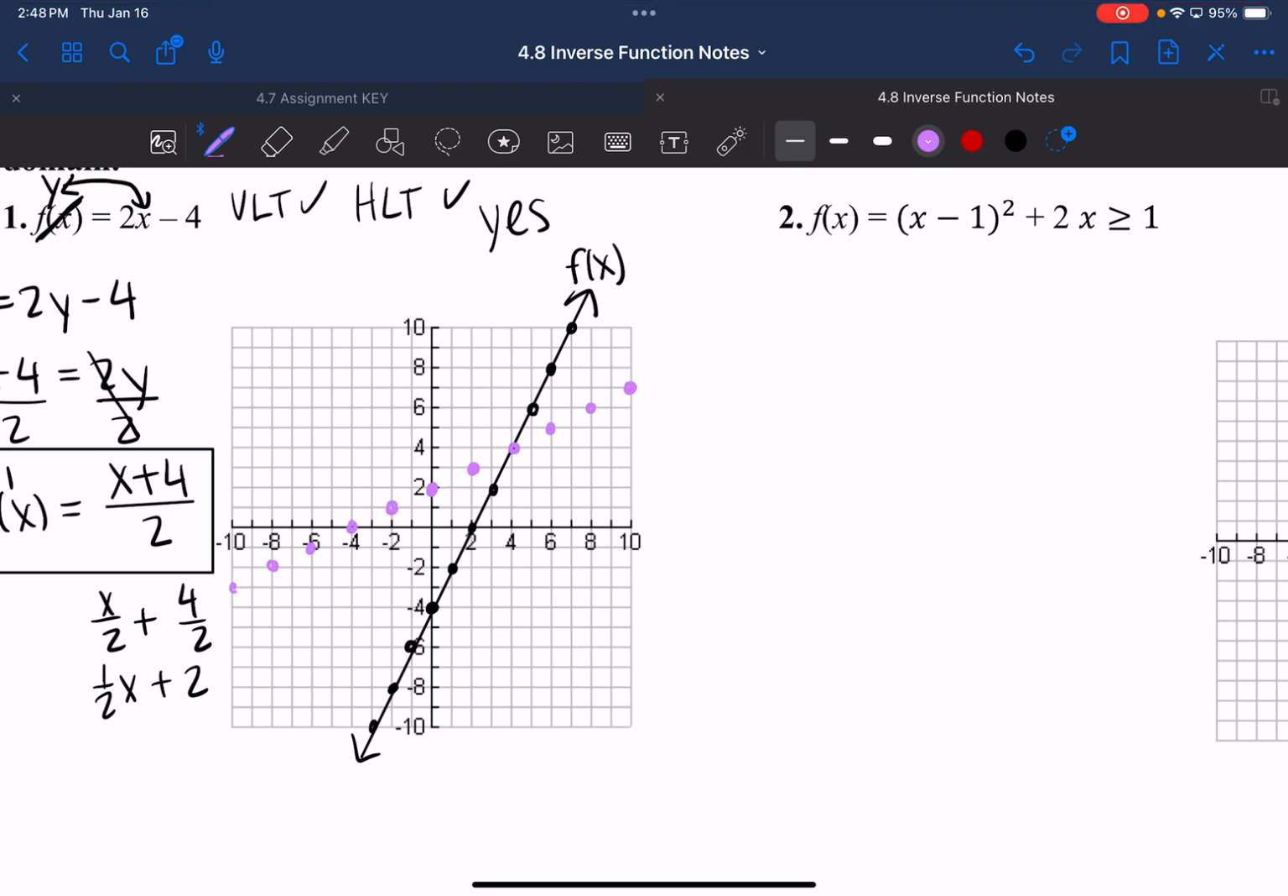Graphing it is actually a pretty good way to determine if you found the correct equation, because your inverse functions should always be a reflection or have a line of symmetry along the line y equals x. So that would be this line. I'll draw it here in red so you can see it.